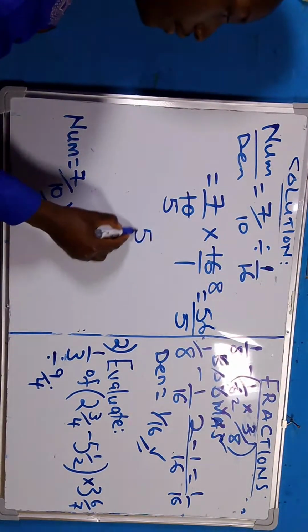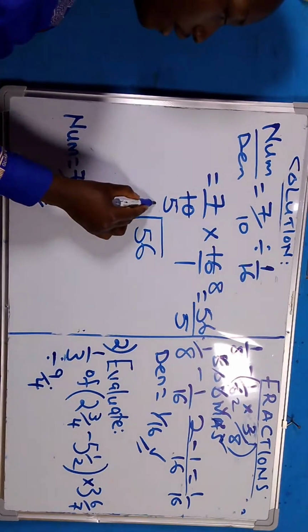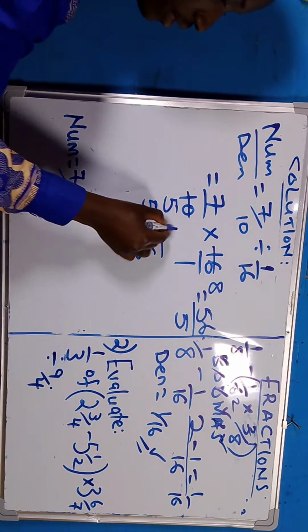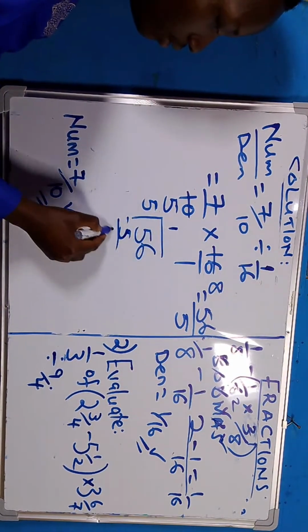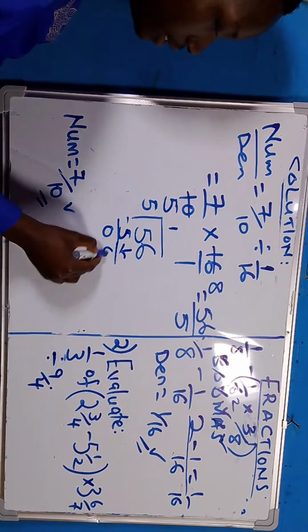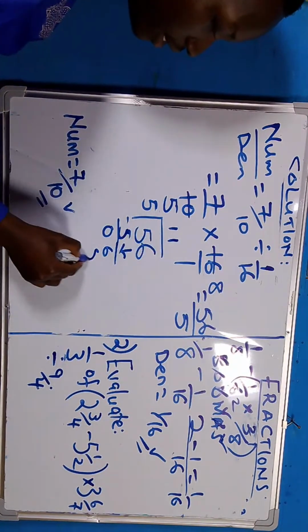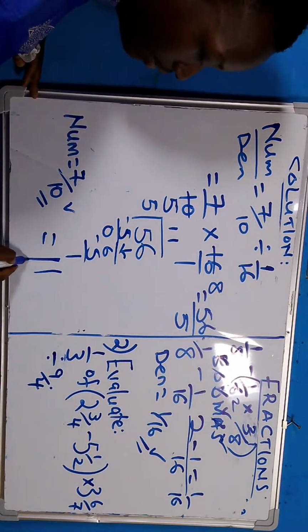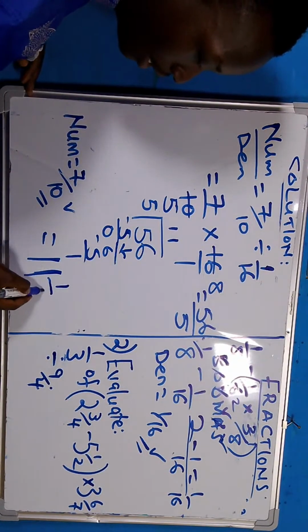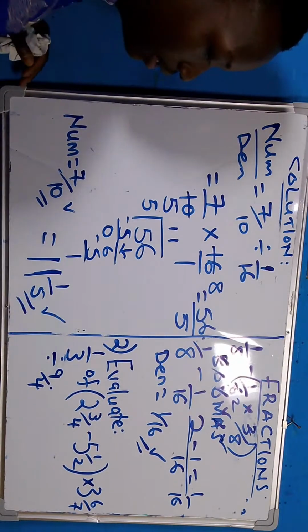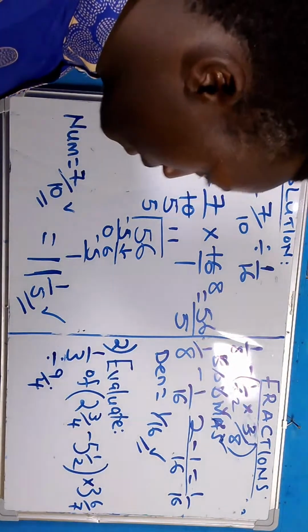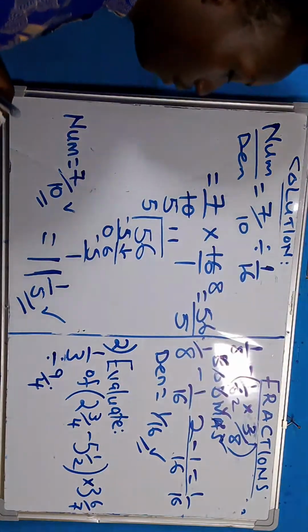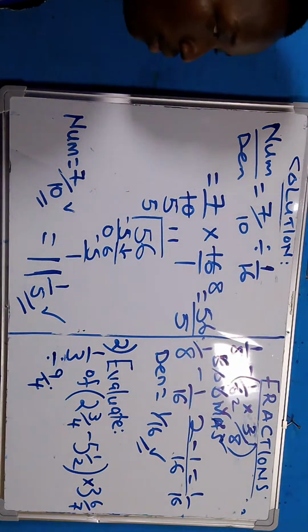56 over 5. So 56 divided by 5, we will get 5 times 1 is 5. That goes with a 0. We drop 6. 5 times 1 is 5. We remain with 1. And our final answer will be 11 whole number 1 over 5. That will be our answer for question number 1. 11 whole 1 over 5.